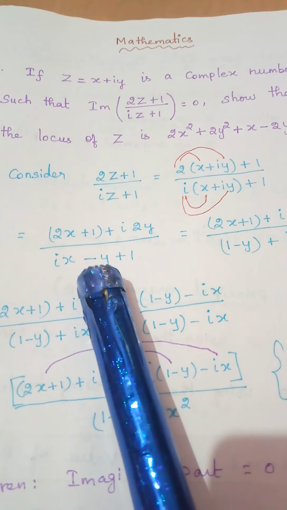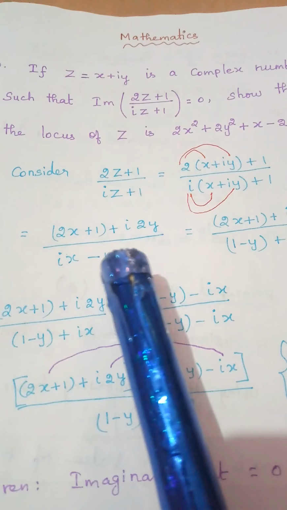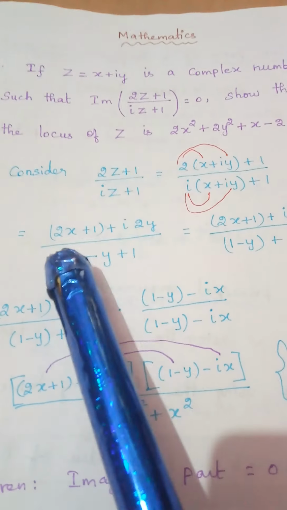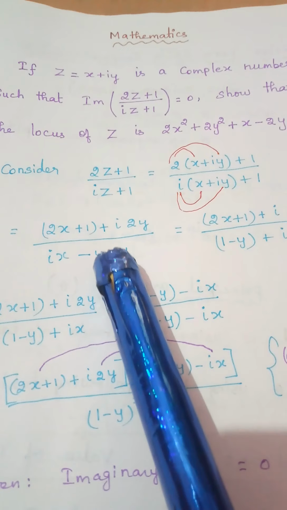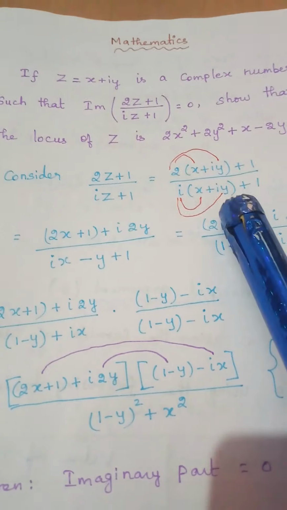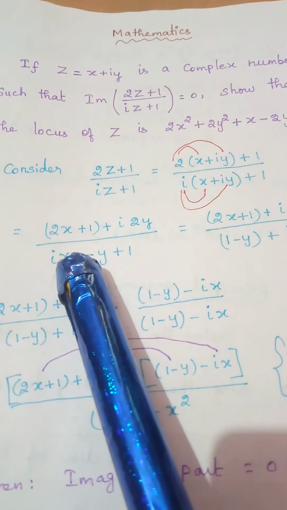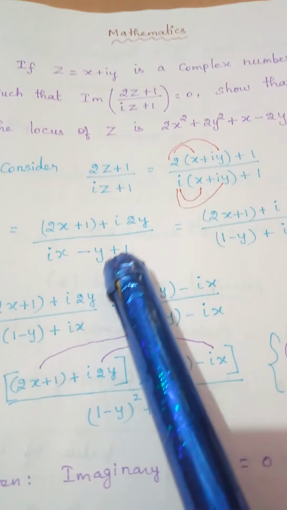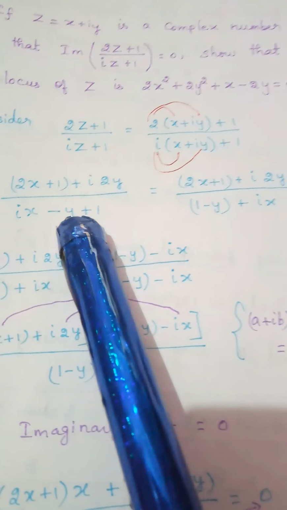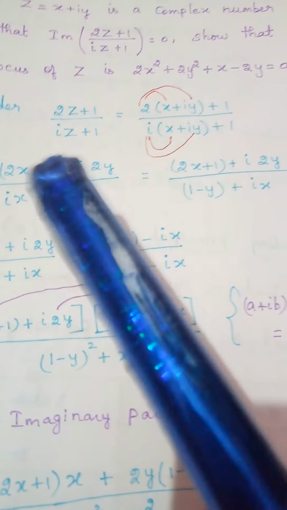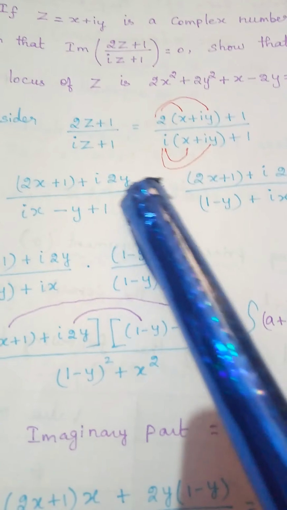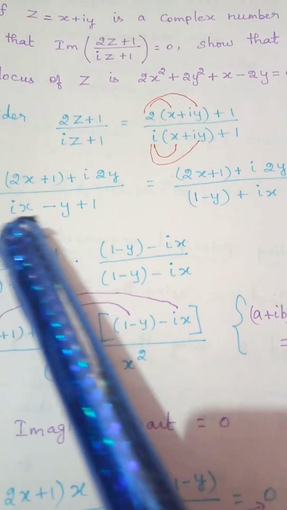Why? Because i into i square means minus 1, so it becomes minus y. Again I repeat, i into x is ix, i into iy is i square y, which is minus y, and then plus 1. Why am I putting the minus sign? Because we know that i square is equal to minus 1. Now we have split real and imaginary part in the numerator. Now I am going to split real and imaginary part in the denominator in the next step.